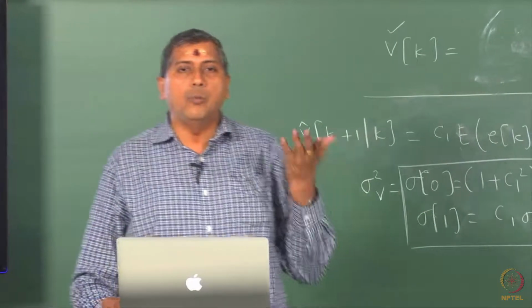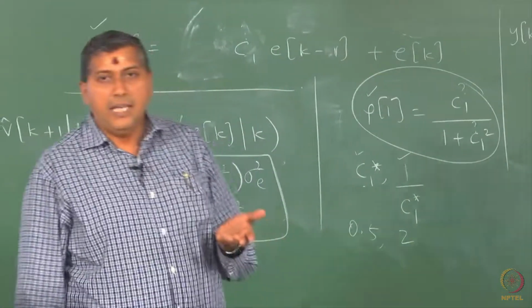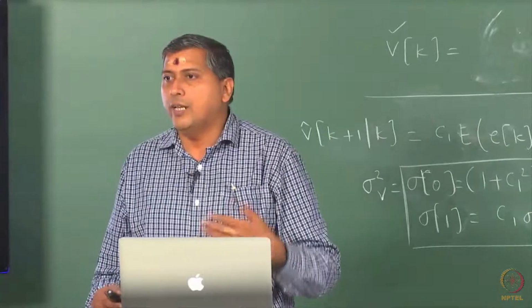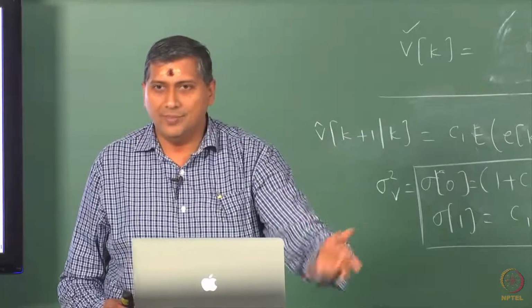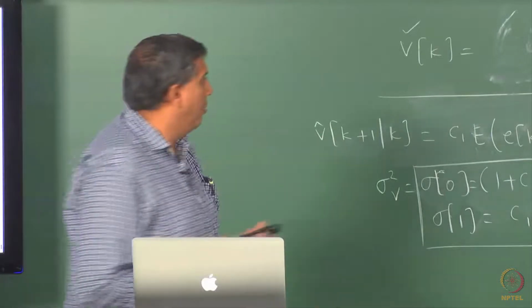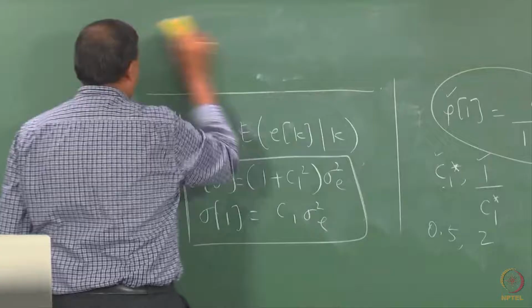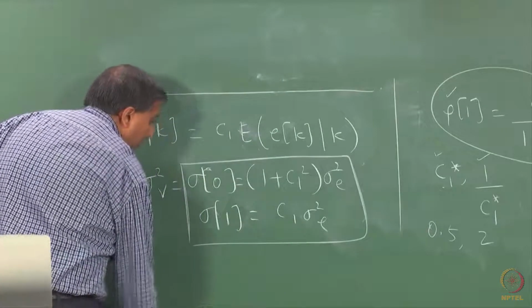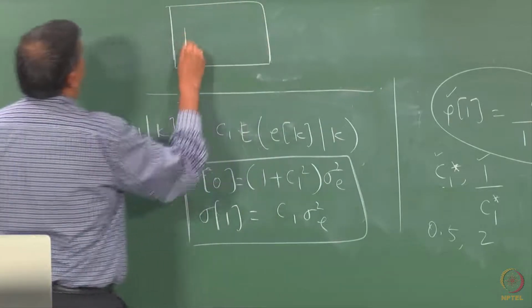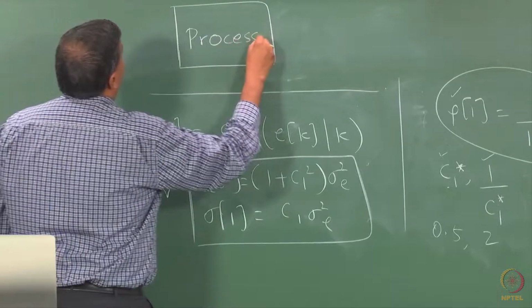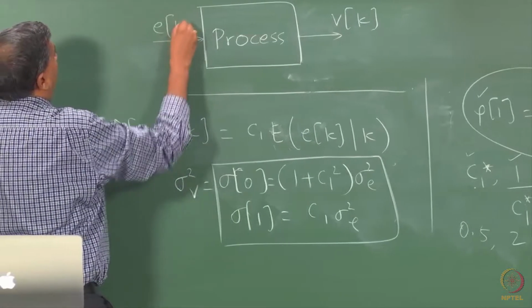Now, there is an alternative viewpoint that we discussed in the last class, that if I want to recover Ek, I look upon the moving average model of order 1 as an AR1 for Ek, where Vk is being driven. Remember, this is our original schematic. We assume that the process is actually being driven by Ek. This is the process generating Vk, and we assume that this is being driven by white noise.